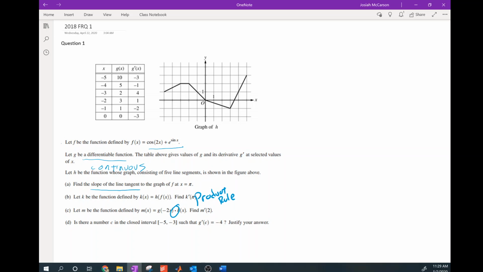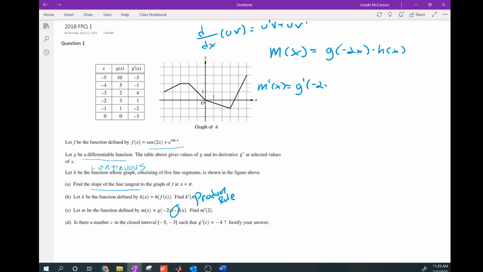Which, if you don't remember, the derivative of u times v is u prime v plus u v prime. So that's going to be, so if m of x equals g of -2x times h of x, then m prime, we're going to find the derivative of g of -2x. So that's going to be g prime of -2x times the derivative.